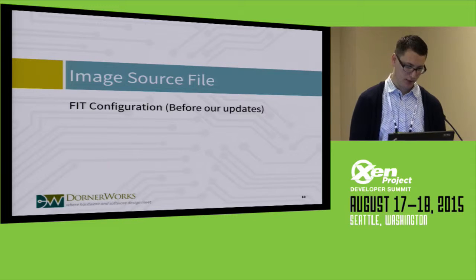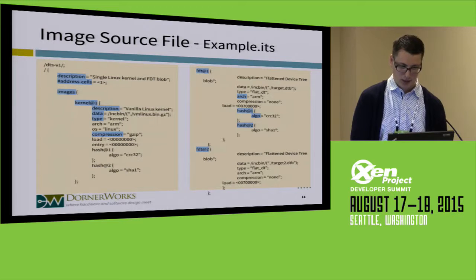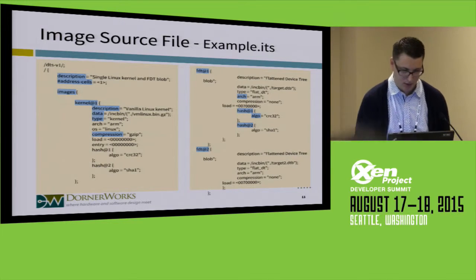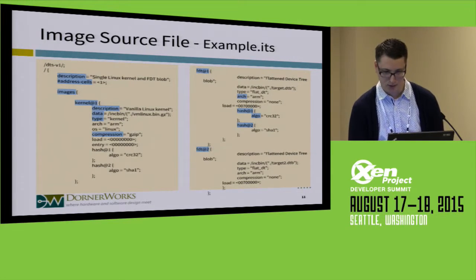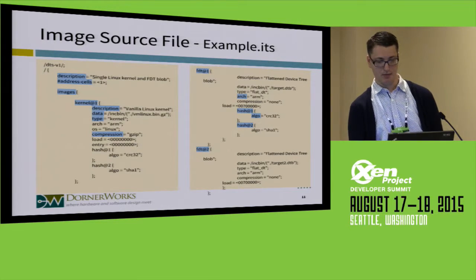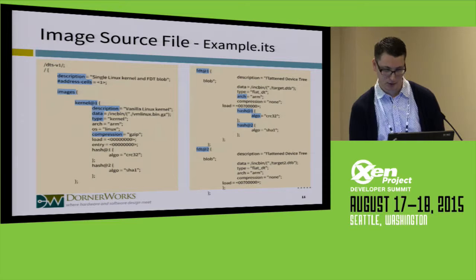So the FIT configuration, the image source file before our updates. Here's an example of an image source file. As you can see, it looks very similar to a device tree. At the top level node, there's the requirement for a description and address cells. Then all of the images are defined under the images node. So if we take a look at the first image defined, that's your kernel. It's just arbitrarily named kernel@1.